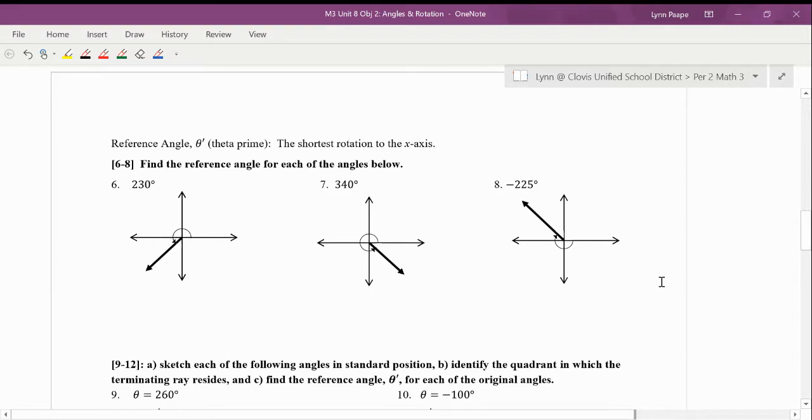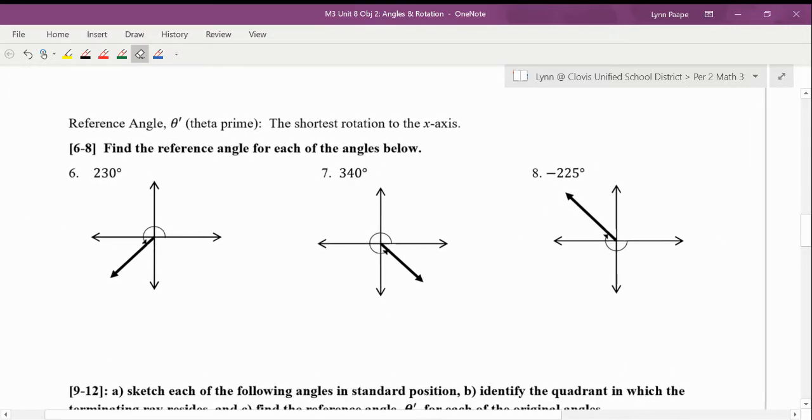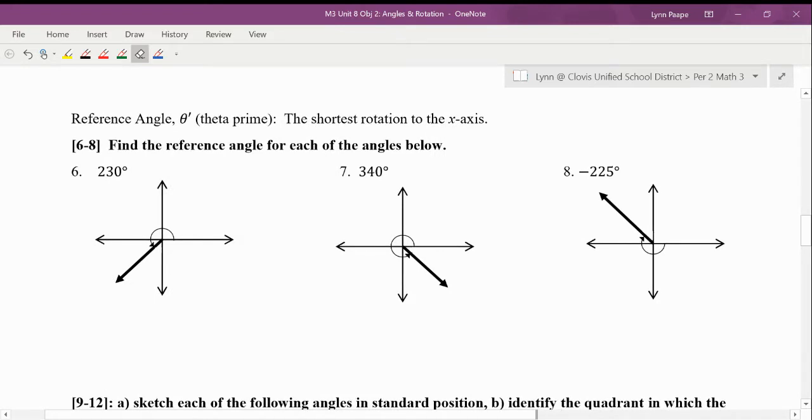Okay, so this is an important definition. We're going to be using reference angles a lot this particular unit. So make sure that if you have any points of confusion on reference angles that you ask the next day in class, right? So our reference angle, we use the symbol here, theta, with an apostrophe.